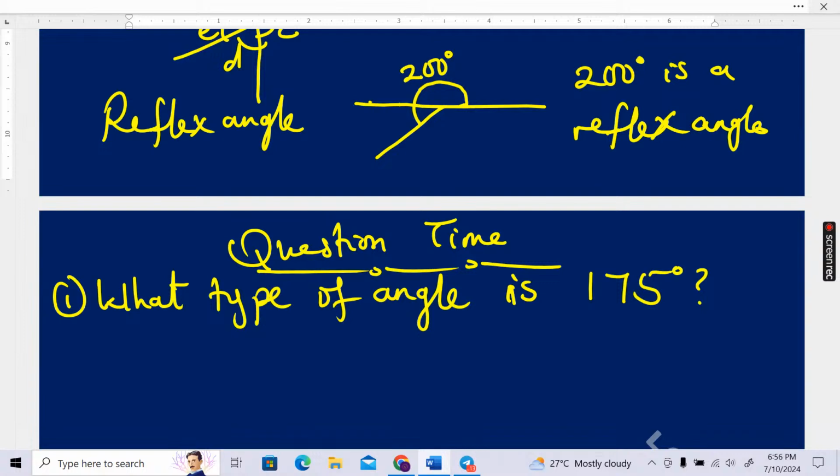Fantastic. Royan said reflex. Another person said obtuse. So how many boys and how many girls are saying the right answer? 175 degrees is less than 180 degrees. So what is the name given to the angle that is less than 180 degrees but greater than 90 degrees?